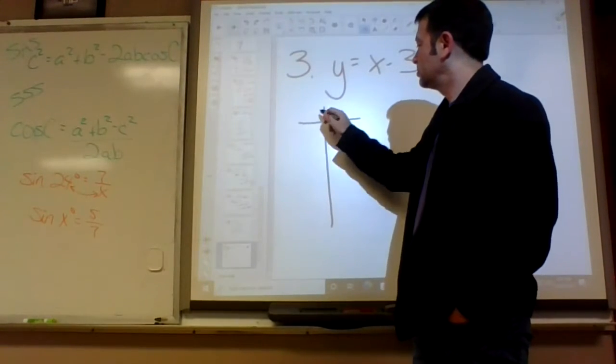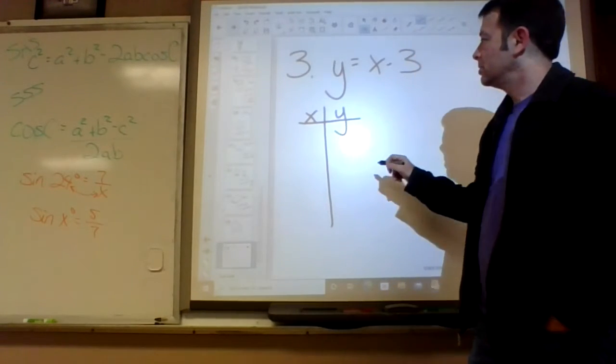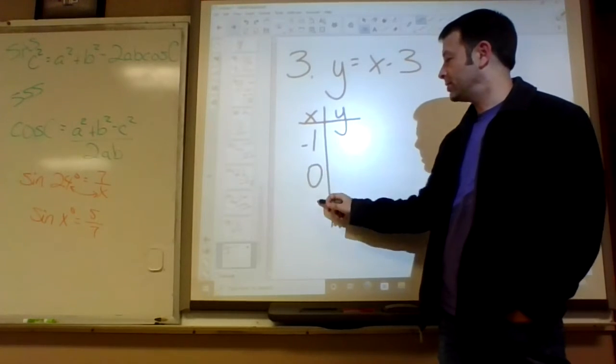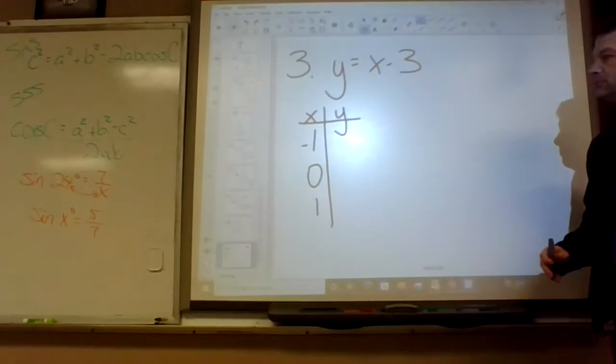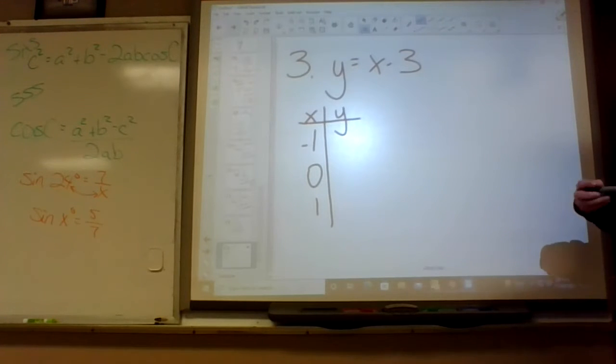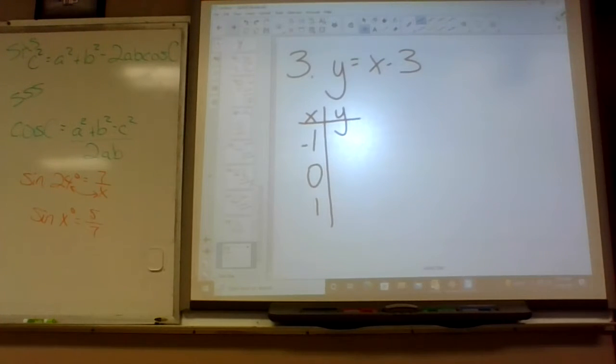You can use -1, 0, 1. Yeah, it says make 3, so -1, 0, 1 would be fine. This was mostly last chapter, but on the first lesson in this chapter, we did a few of these before we did slope and y-intercept.